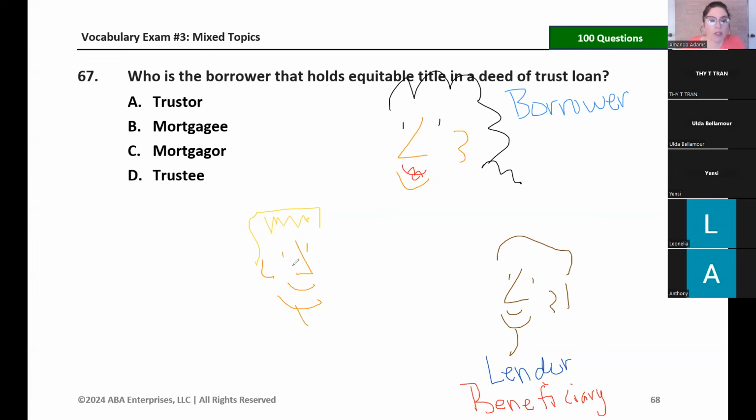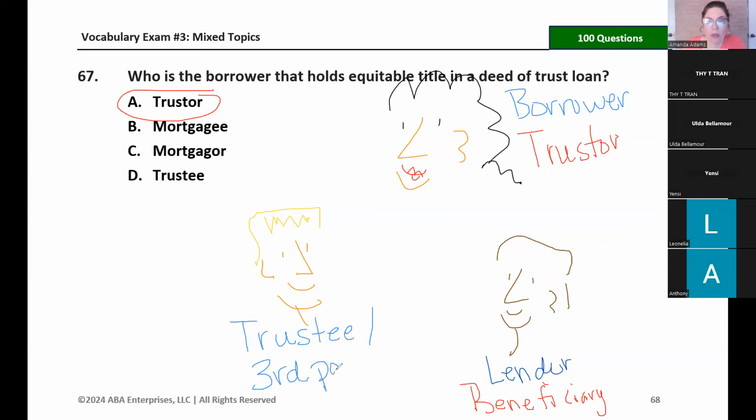Beneficiary. All right. So the question is, what do we call the borrower? The borrower is actually called the trustor. The 3rd party that's going to hold bare title while the payments are being made is called the trustee. Trustee, they're a neutral 3rd party that's going to hold bare title while the payments are being made. The borrower is called the trustor. They're going to hold equitable title while the payments are being made. So the answer was A.